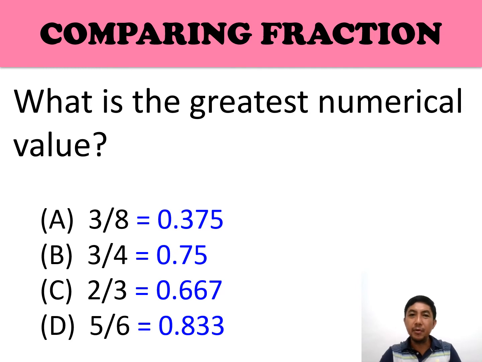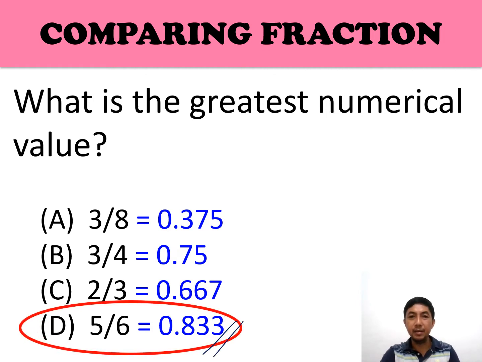Alright, so if we are going to continue dividing the numerator by the denominator, yung kalalabasan ng decimal equivalent ay ito po. So yung 3 over 8 is 0.375. Ang 3/4 ay 0.75 or 75 hundredths. Ang 2/3 is 667 thousandths. Ang 5 over 6 is 833 thousandths or 0.833. So obviously, letter D is the largest numerical value or the greatest numerical value.